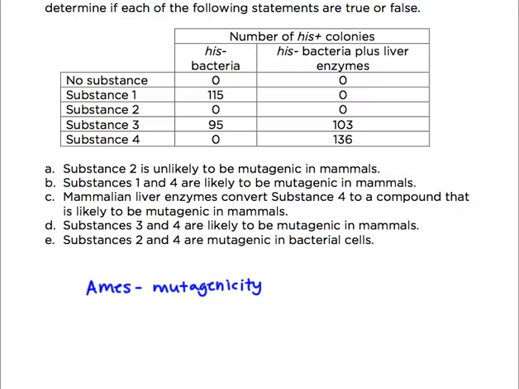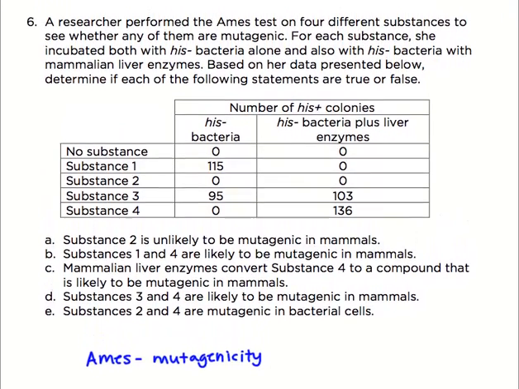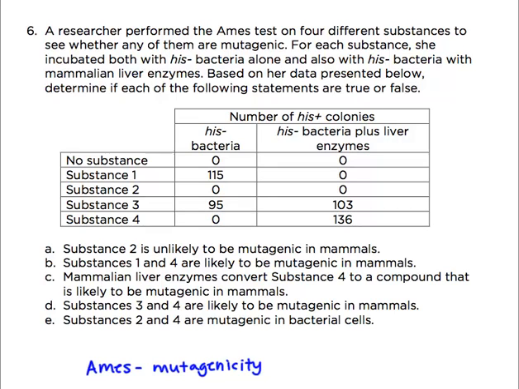Now, to determine the data, what you would have to do is see the number of His plus colonies or reversion colonies that went through mutation. If you see a lot of them, that means that the mutagen you added was actually mutagenic, and it could also be carcinogenic in humans. Okay, so now let's look through the statements.